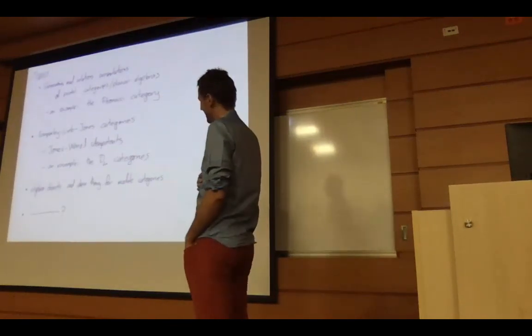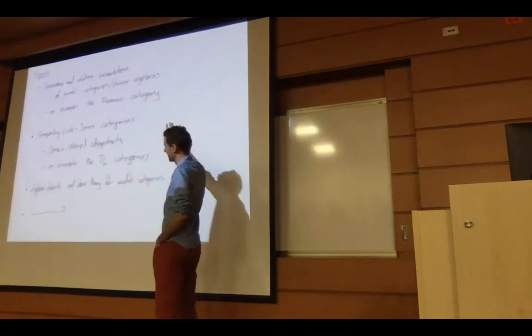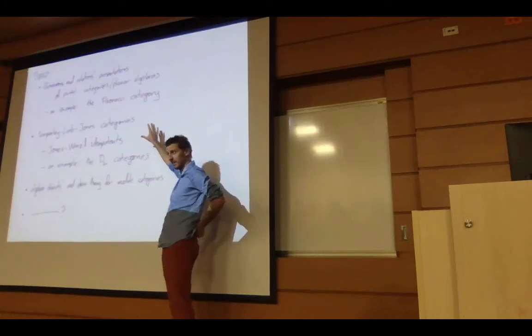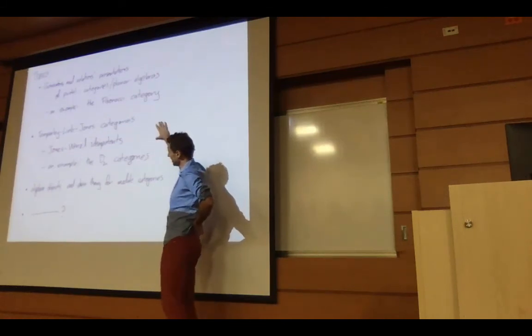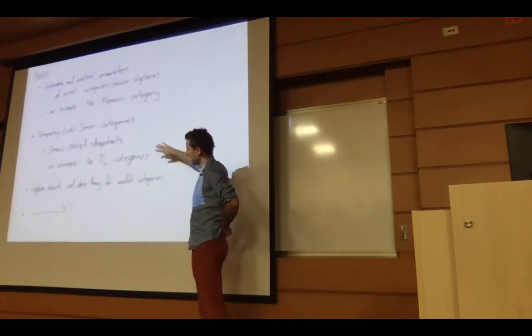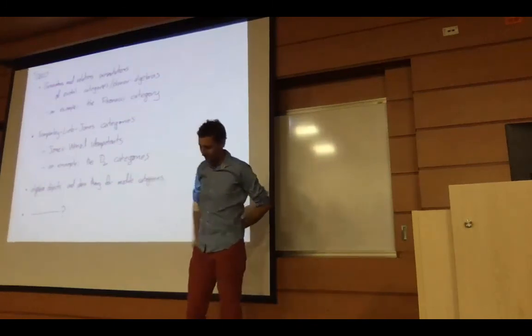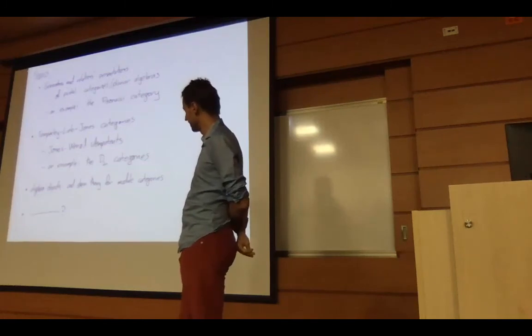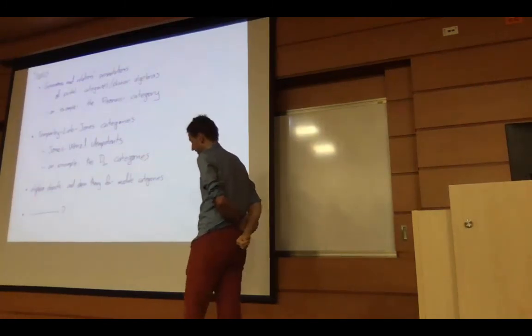Then we'll talk some more about the Temperley-Lieb-Jones categories, which I understand Eric talked about, so we can get through some of that quickly. And then some more examples of tensor categories that are easy to describe via generators and relations.